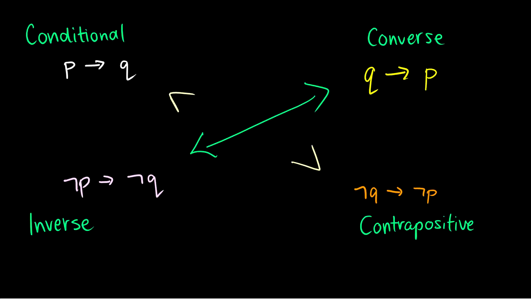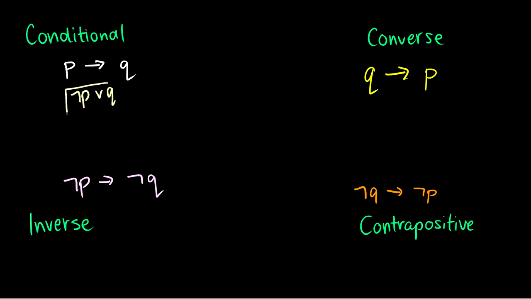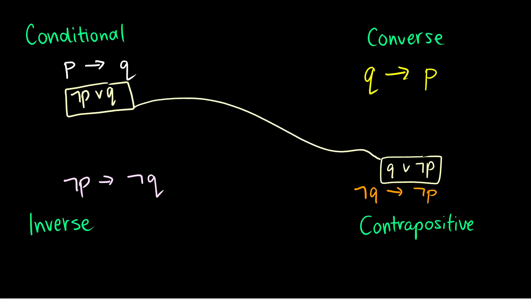Using the conditional law, P arrow Q is logically equivalent to not P or Q. The contrapositive, not Q arrow not P, is logically equivalent to not not Q or not P, but using double negation, we can get rid of the two negatives, and we're left with Q or not P. And these are logically equivalent.